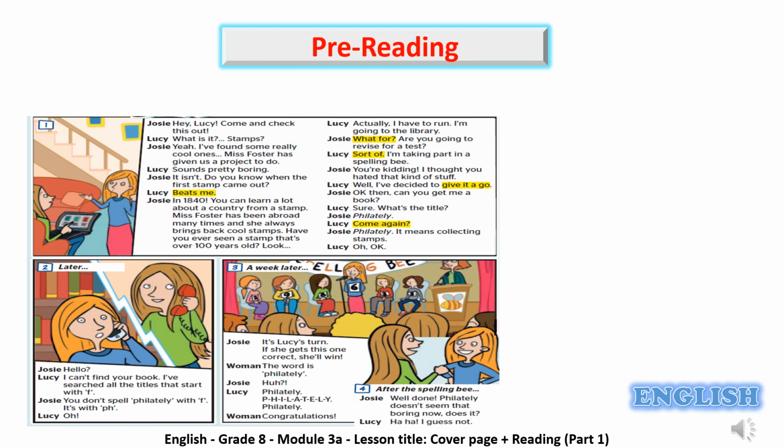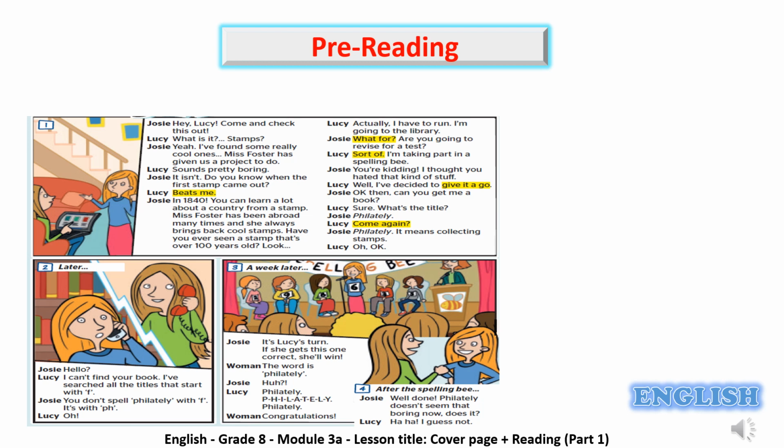3A. 1. Read. The spelling bee. Hey Lucy, come and check this out. What is it? Stamps? Yeah, I found some really cool ones. Miss Foster has given us a project to do. Sounds pretty boring. It isn't. Do you know when the first stamp came out? Beats me. In 1840. You can learn a lot about a country from a stamp. Miss Foster has been abroad many times and she always brings back cool stamps. Have you ever seen a stamp that's over 100 years old?